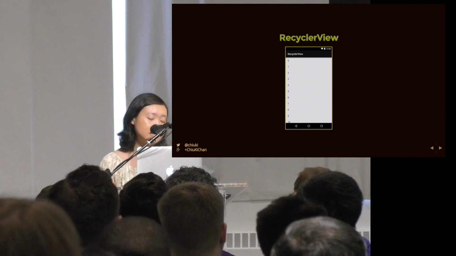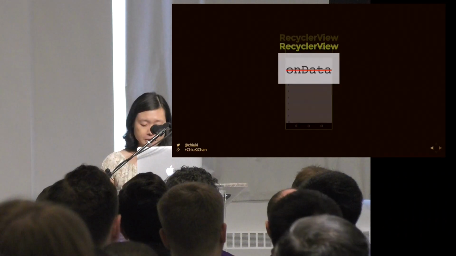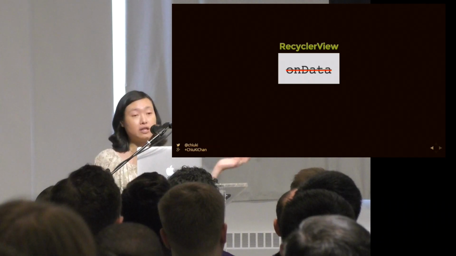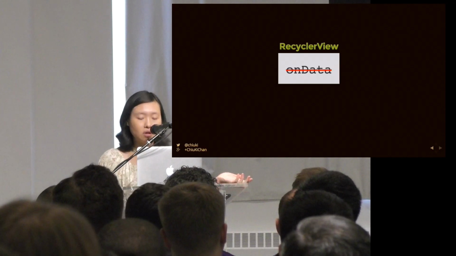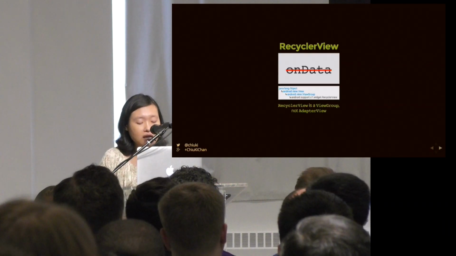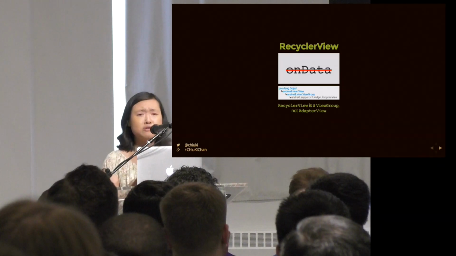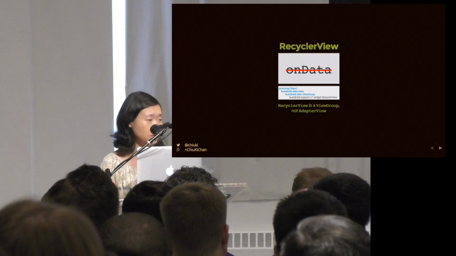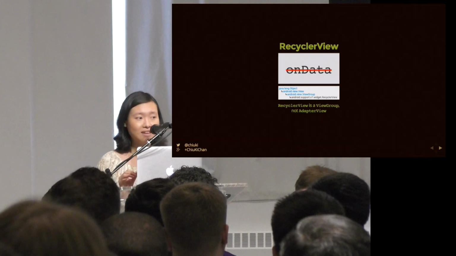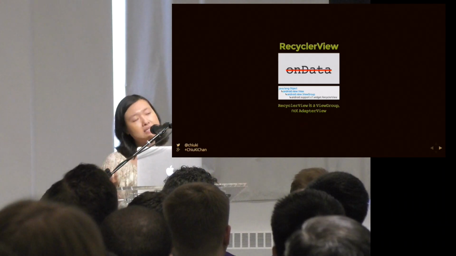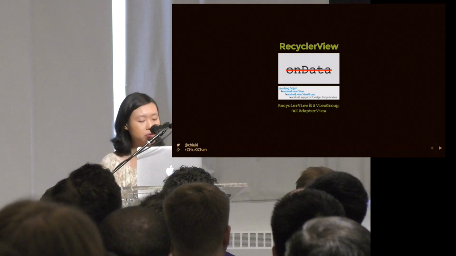RecyclerView can be a little bit tricky to get used to, partly because it is very different from ListView, in the sense that, for example, we cannot use onData. Why can't we use onData? It's because onData acts on an adapter view. And even though RecyclerView looks just like a list view, it's actually a view group. It is not an adapter view, which makes it powerful, but also means that you have to learn a new set of patterns to use it.